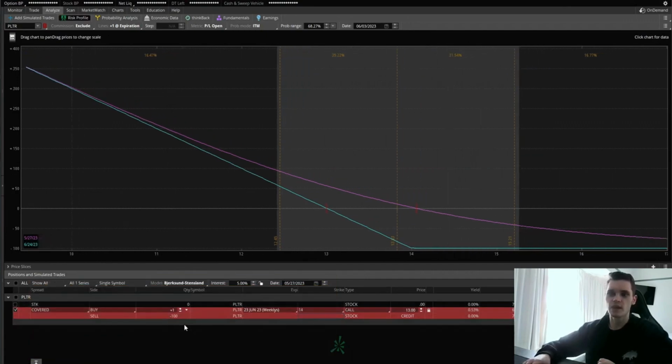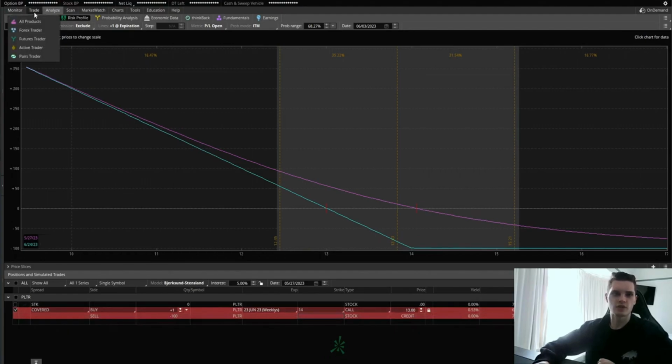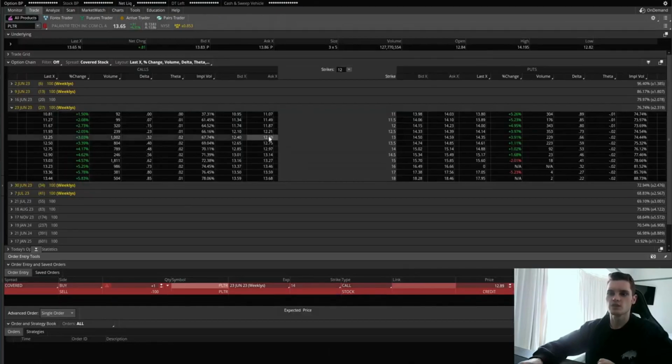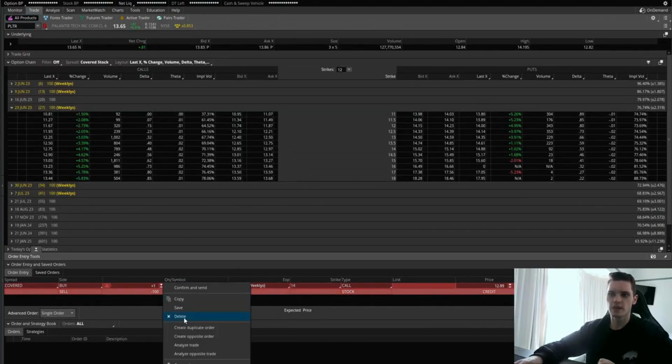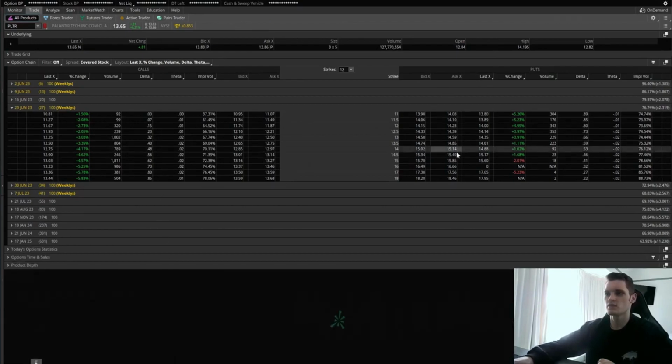But if the call closes in the money, then obviously your shares will be covered, you won't have to do anything. And if it closes out of the money, then you can just buy your shares back naturally to get out of that, because you no longer have a defined risk. So that's how you can do it if you're trying to short the shares and buy the calls. And the exact same thing you can do on the puts.